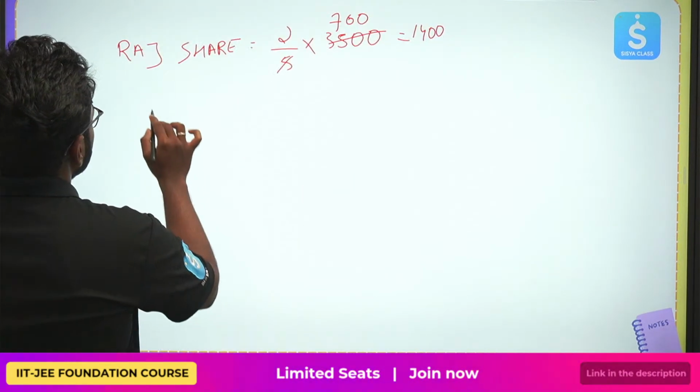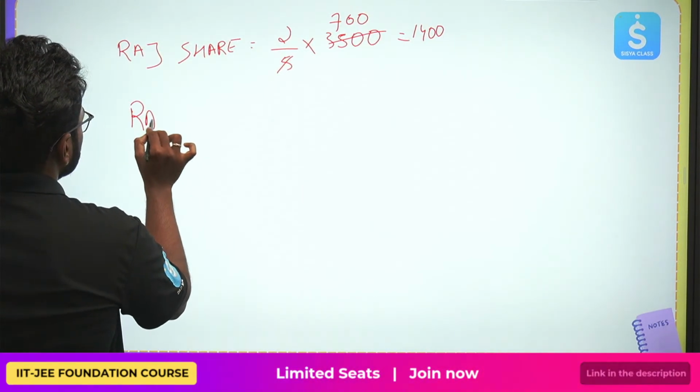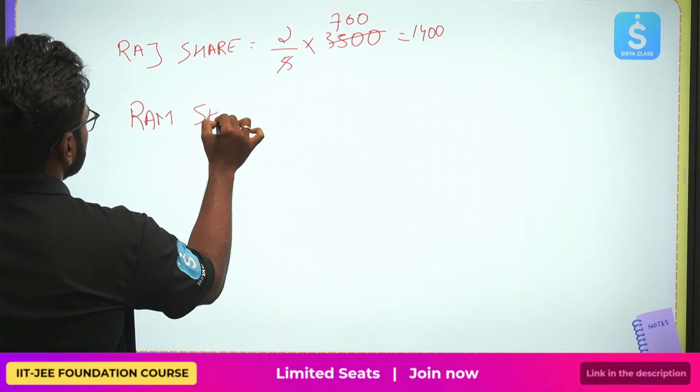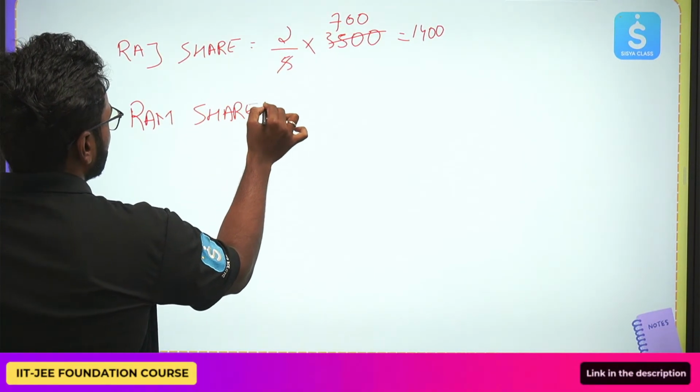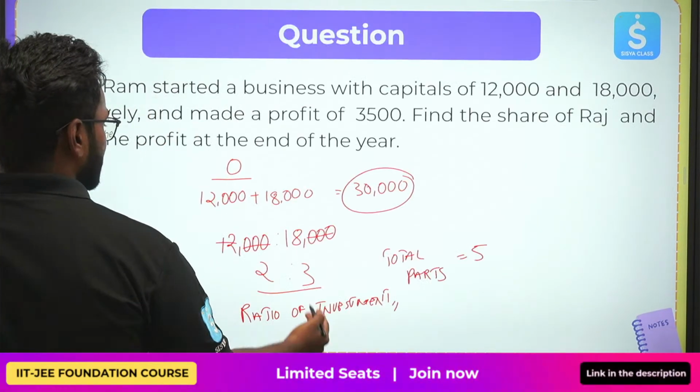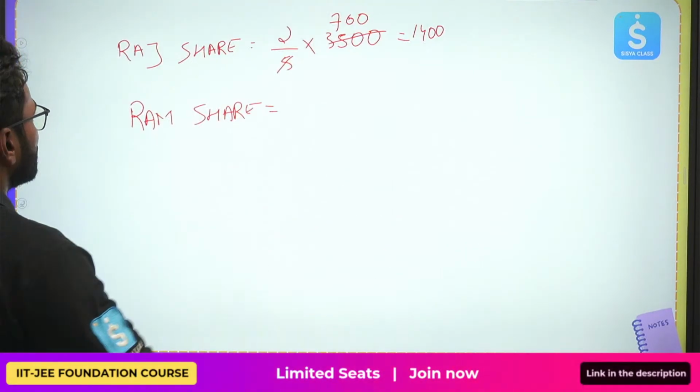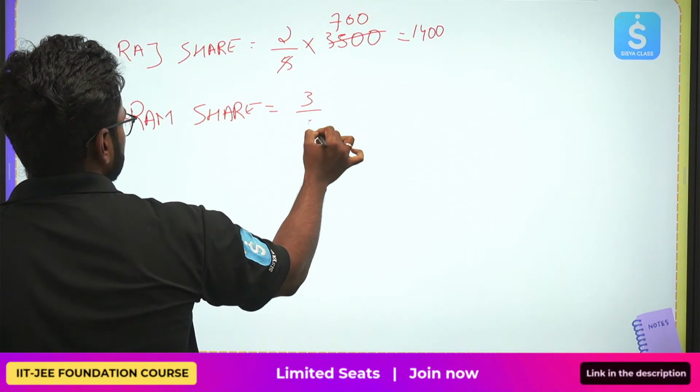Coming to Ram. Since he invested more, he'd be getting more money in profit also. 3 out of 5 parts.